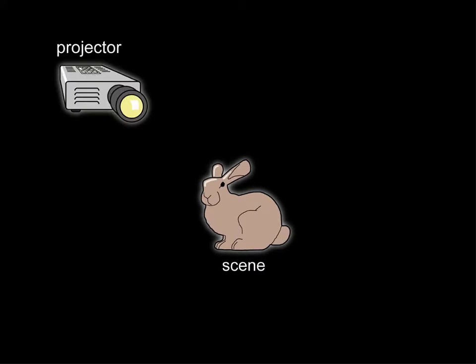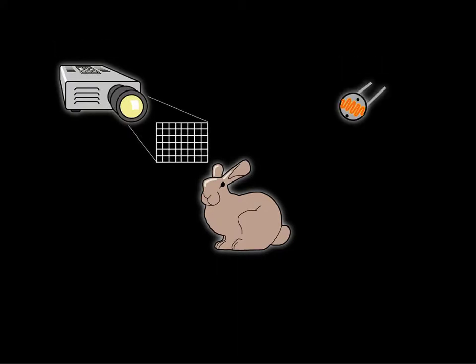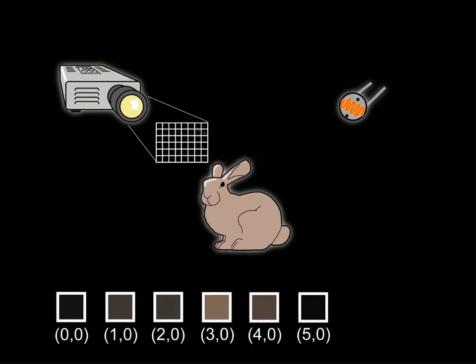A simple example will help us understand how dual photography works. This scene is illuminated by a projector and the outgoing light will be measured by a photosensor. Suppose we light up a single pixel at a time in the projector and store the value measured by the photosensor as a function of pixel location. We do this for all the pixels in the projector.